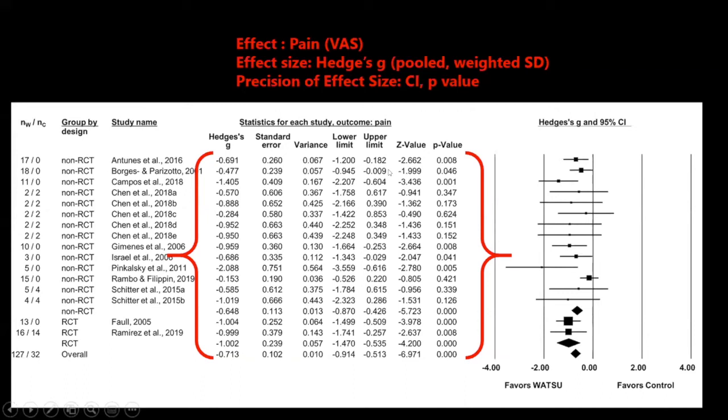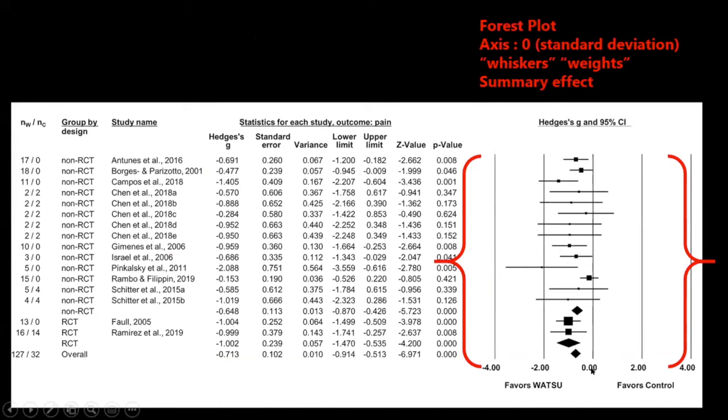And then we see the forest plot. In this, the forest plot goes through zero because they are using standard deviation. They're not using aggregate data, they're using absolute data. So it goes through zero. The whiskers of each study with its weight. And then they've given us a summary effect. Remember, the diamonds come from other randomized controlled trials, but this is the summary effect of this particular meta-analysis. And as you can see, it favors what they were looking for.